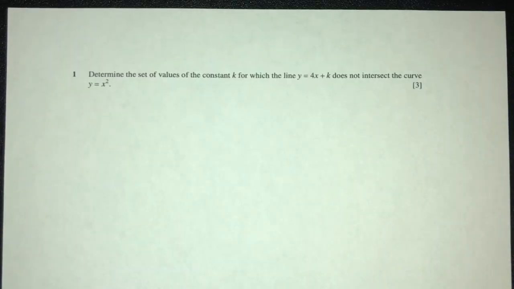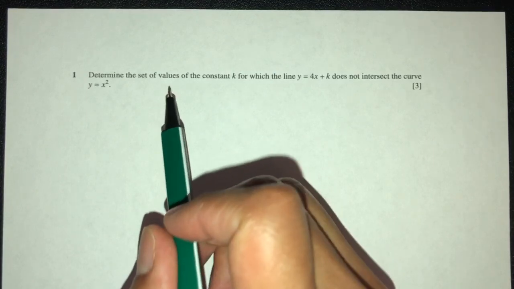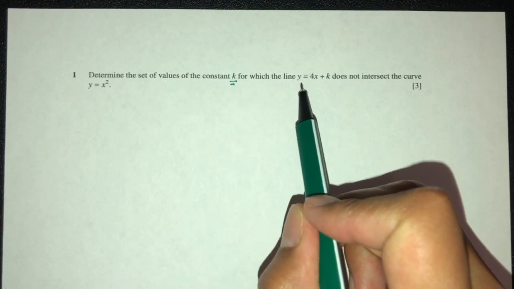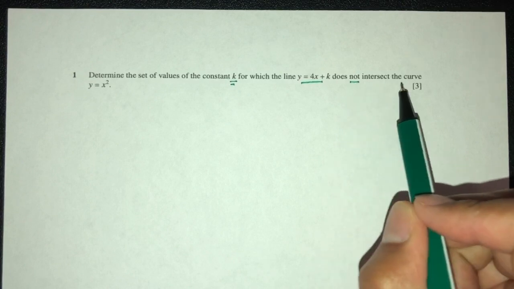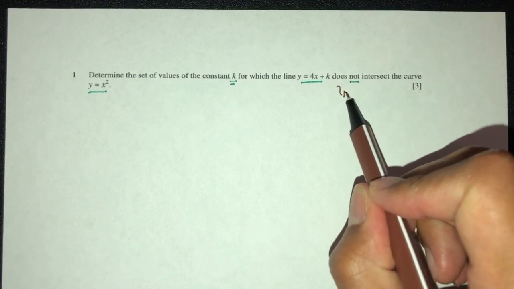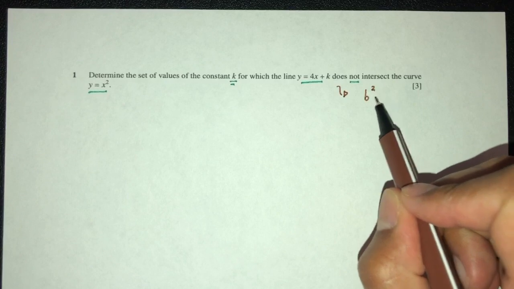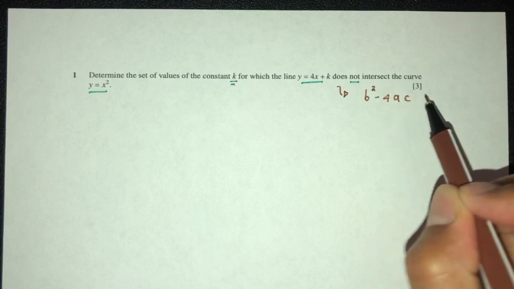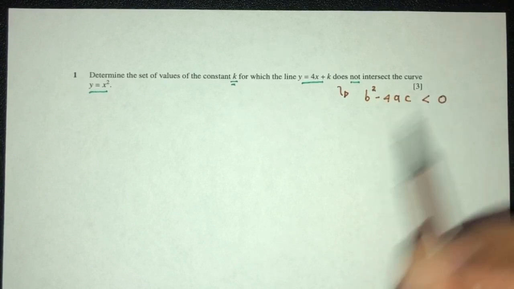So let's see what we have over here. We have to find the set of values of k for which the line does not intersect the curve, which means the line and the curve do not have a solution. When we know this, we have to realize this will lead to a question of b squared minus 4ac having to be less than 0.